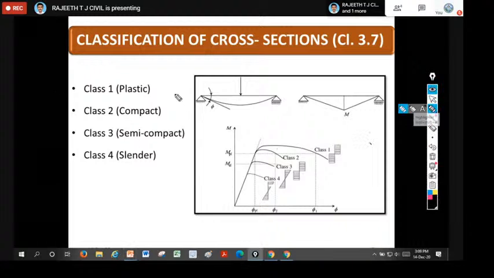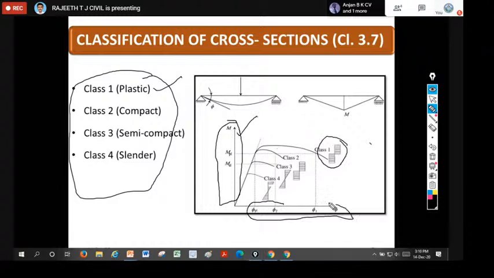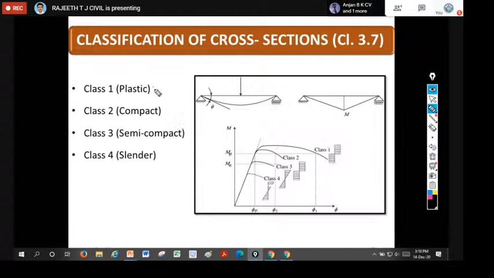We can categorize our steel structures into 4 categories: class 1, class 2, class 3, and class 4. Class 1 is the plastic section. If you observe this figure, the y-axis gives the moment capacity, whereas the x-axis gives the rotation capacity. If we are able to develop the plastic hinge, and this section has the rotation capacity required for failure of the structure by the formation of a plastic mechanism, then we call it a class 1 material, nothing but plastic.